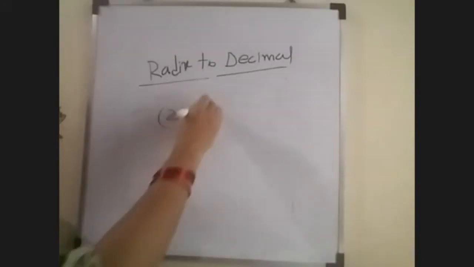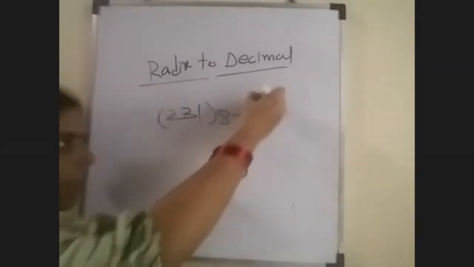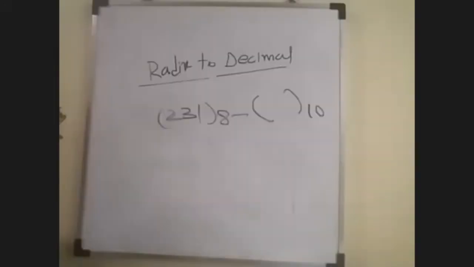So next example, you can do that. 231 base 8. Convert into decimal. Tell me what is the answer. 231 is base 8, convert into decimal. 153. Yes, very good, 153 is the answer.